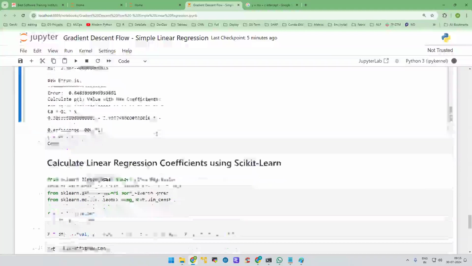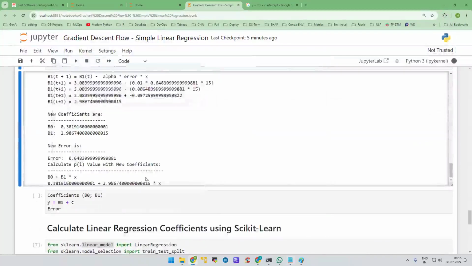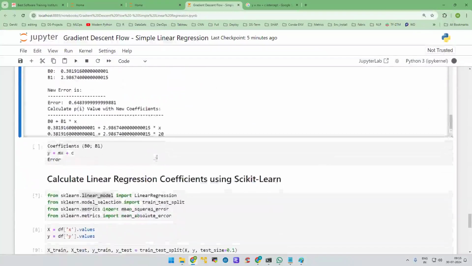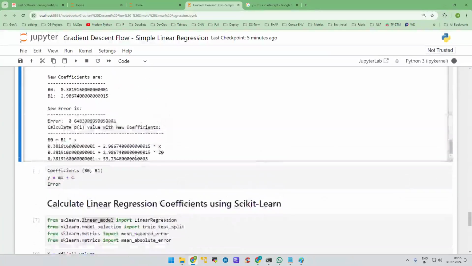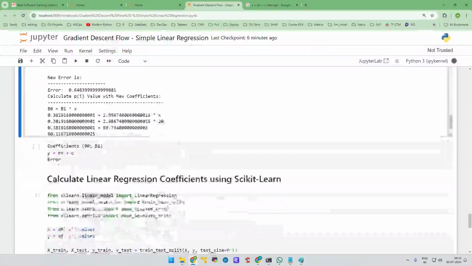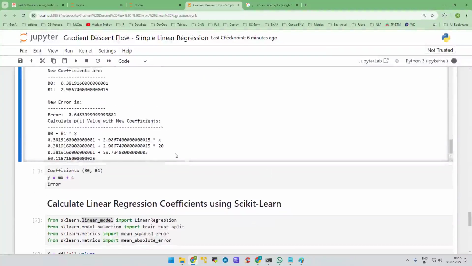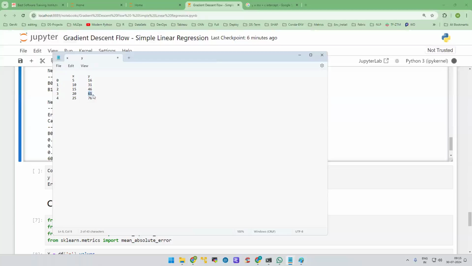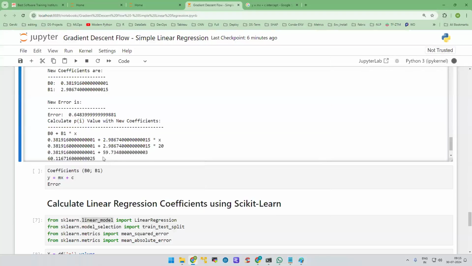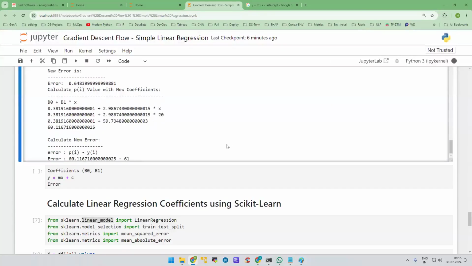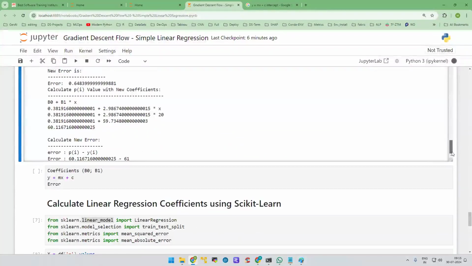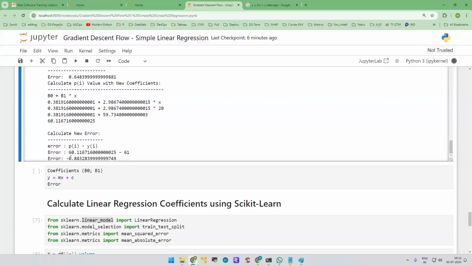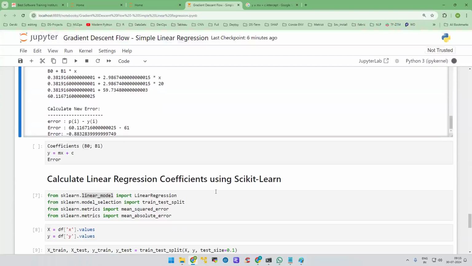After inserting it, the next row is going to be 20, so we need to multiply this with 20. It's going to be around 60.116, right? That is the value. But what is the target value? 61. So 61 minus 60.116, what is the error? Minus 0.88 something, right? So again, we need to recalibrate the coefficients.